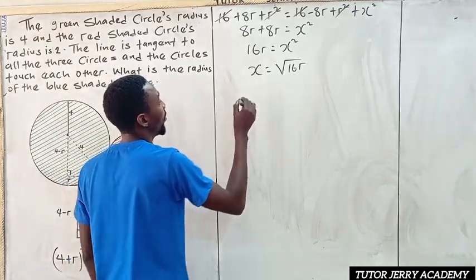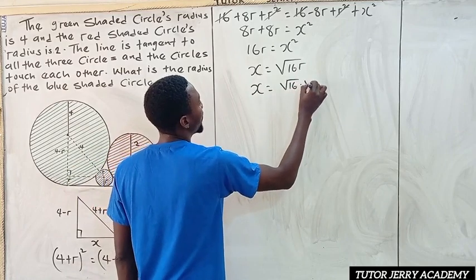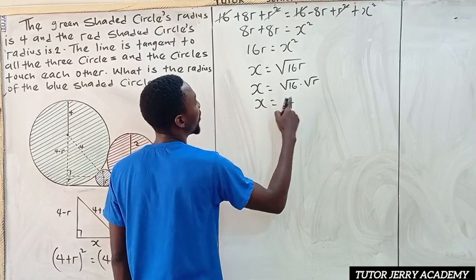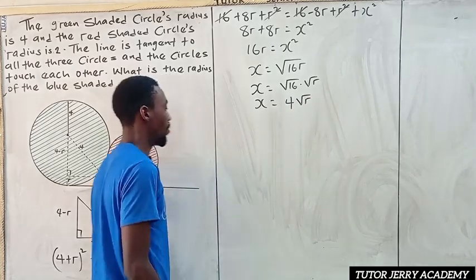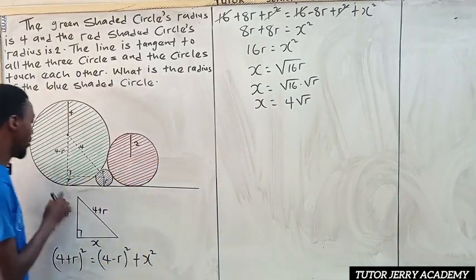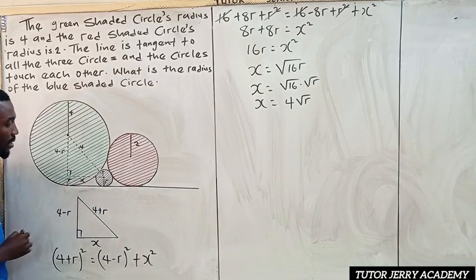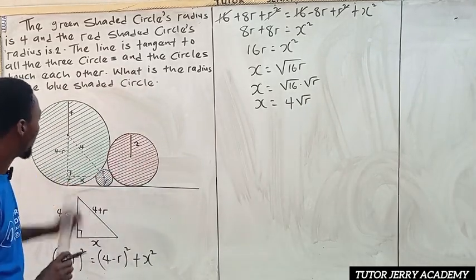All right. So now s will be equal to the square root of 16 multiplied by root r. And we know that the square root of 16 is 4. So this answer is going to be 4 root r. All right. So now we have known the distance from this point to this point, which is s, which is 4 root r. All right. We are done with that part.